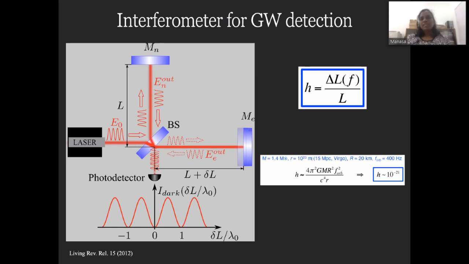And when you put in the parameters for a typical binary neutron star that we would like to detect, to find the strain that it would produce, the H that it would produce, you'll find that the H value is of the order of 10⁻²¹. And this is a very small number, which is a challenge when it comes to using an interferometer for gravitational wave detection.